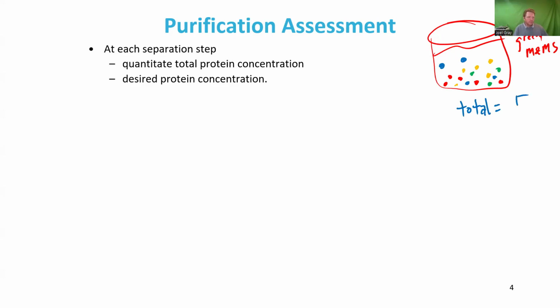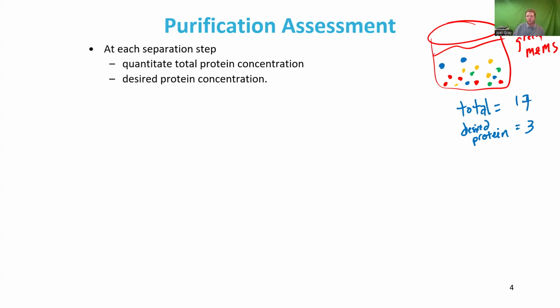I got 17. Yeah, Melanie, you and me both. 17 candies, 17 proteins. Okay, now how many of the candy that you want are in there? Three. So I'm going to say desired candy. Actually, I'm going to go ahead and say desired protein. Three. Okay. So you could look at this and say, all right, well, 3 out of 17.